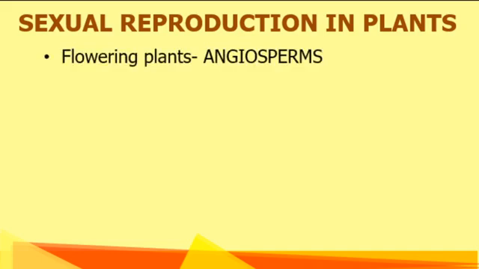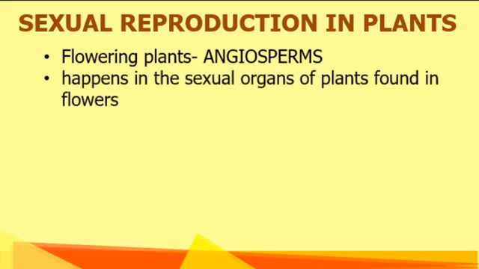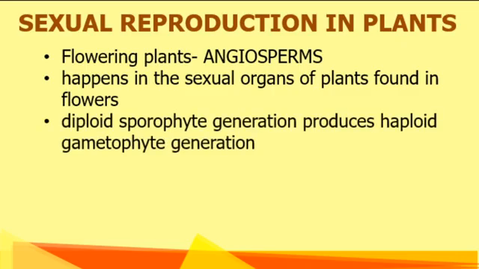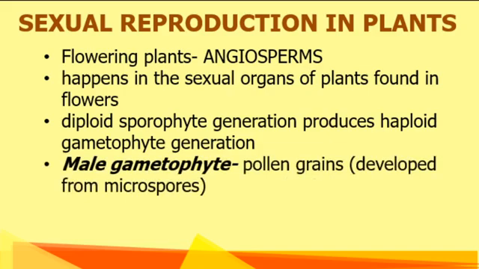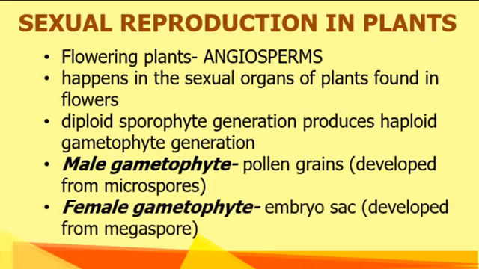For sexual reproduction in plants, the flowering plants are called angiosperms. And the reproduction happens in the sexual organs of plants found in those flowers. As what you've seen in the previous picture, the diploid sporophyte generation produces the haploid gametophyte generation. The male gametophyte gives rise to the pollen grains, which are developed from microspores. And the female gametophyte gives rise to the embryo sac, which is developed from the megaspore.